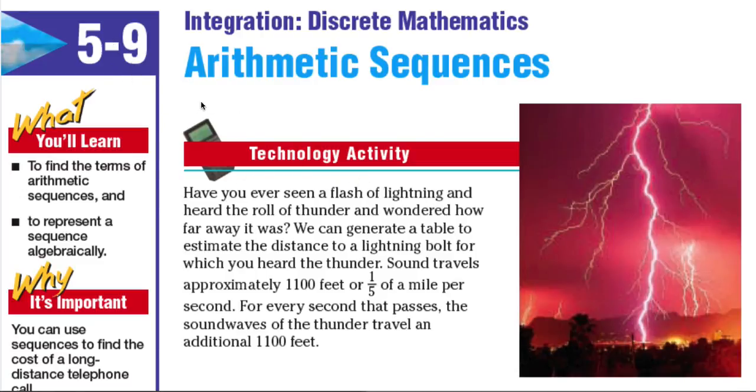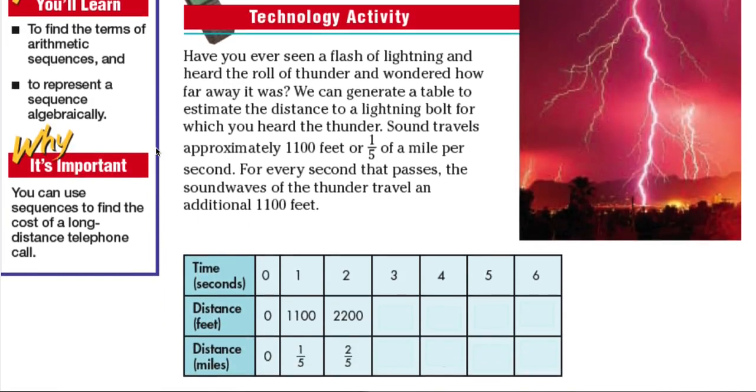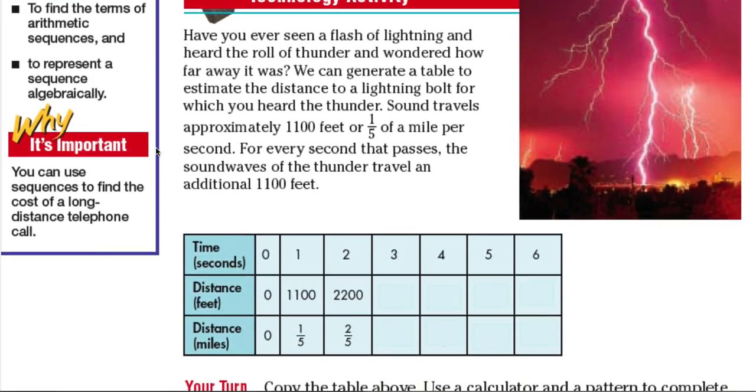Lesson 5-9 Arithmetic Sequences. In this lesson you learn to find the terms of arithmetic sequences and to represent a sequence algebraically. Let's take a look at this activity. Have you ever seen a flash of lightning and heard the roll of thunder and wondered how far away it was? We can generate a table to estimate the distance to a lightning bolt for which you heard the thunder.